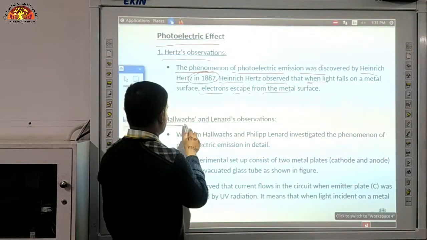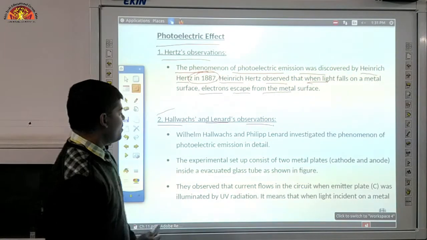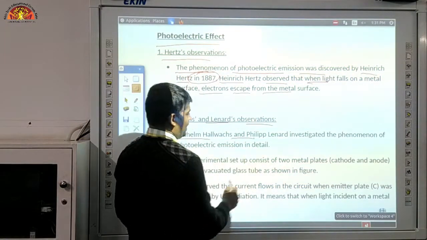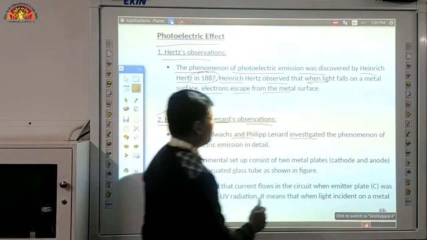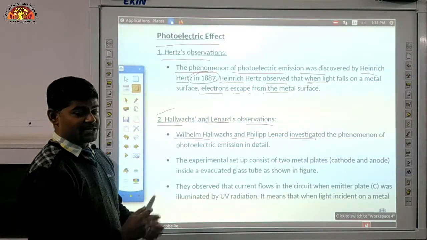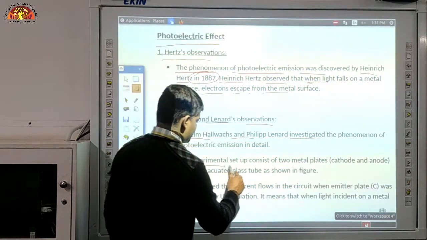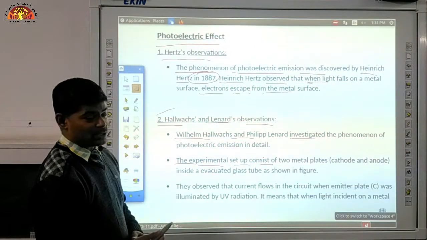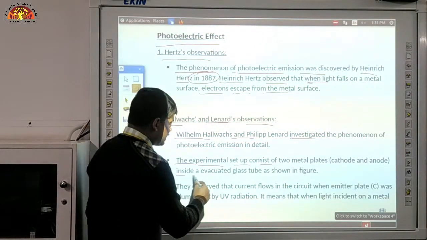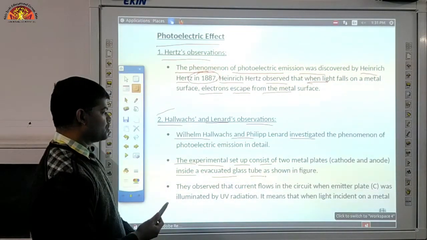Now come to the next one, that is Hallwachs and Lenard's observation. Okay, now Wilhelm Hallwachs and Philipp Lenard investigated the phenomenon of photoelectric emission in detail. उन्होंने कुछ experimental setup लगाए थे. The experimental setup consists of two metal plates. First one is the cathode, another one is the anode, inside an evacuated glass tube as shown in the figure. जब next slide से figure आने वाला है उसको देखेंगे हम.